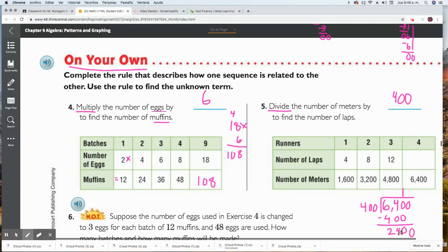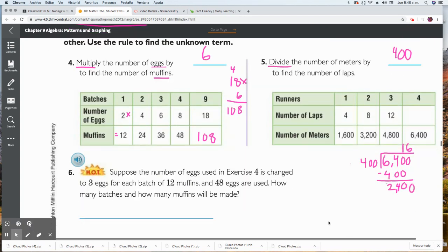Now I have 2,400. I know that 6 times 4 is 24, so I'm going to use 6. 6 times 0 equals 0. Let me move this a little bit higher so that I have more space. Here we go. 6 times 0 is 0, 6 times 0 again is 0, and 6 times 4 equals 24. And 2,400 minus 2,400 is zeros, no remainder. So the answer would be right here, 16.